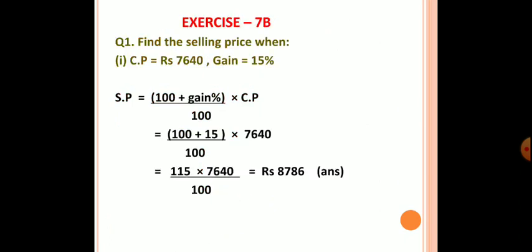Now moving on to the exercise. First question. Find the selling price when cost price is rupees 7640 and gain equals 15%. So just putting the formula over here, that is selling price equals (100 plus gain percent) divided by 100 into cost price. That is (100 plus 15) divided by 100 into 7640. So 115 divided by 100 into 7640 equals rupees 8786.